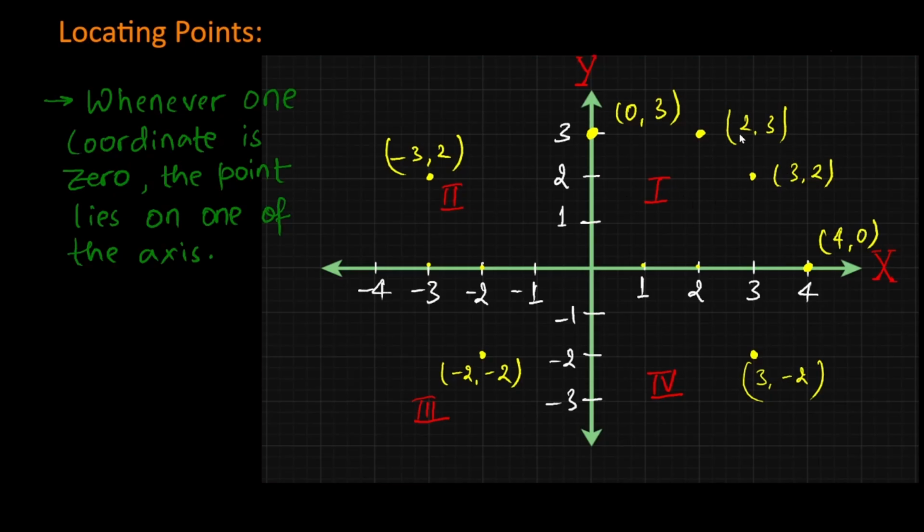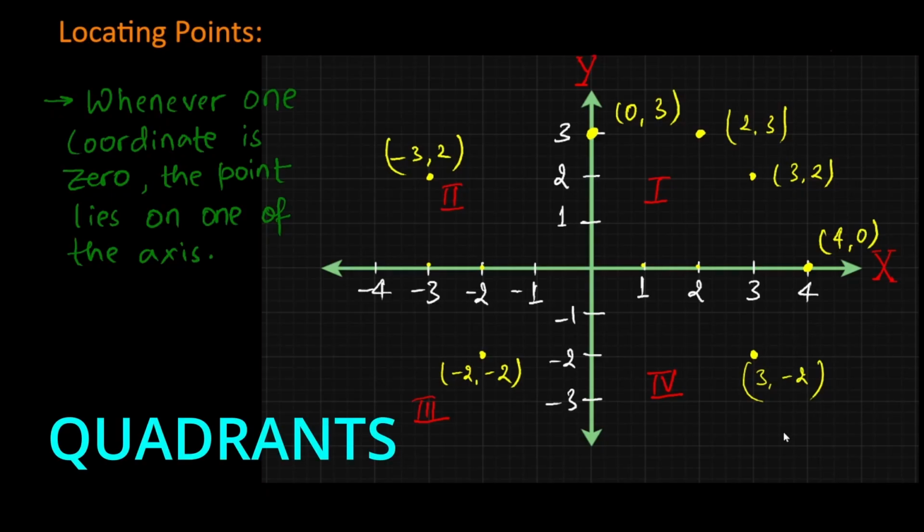So look at the first region. Here you can see that both coordinates have positive values. In the second region, the first number, which is the x value, is negative and the y coordinate is positive. In our third region, both x and y values are negative. In this fourth region, the x value is positive and the y value is negative. Each of these regions is called a quadrant.